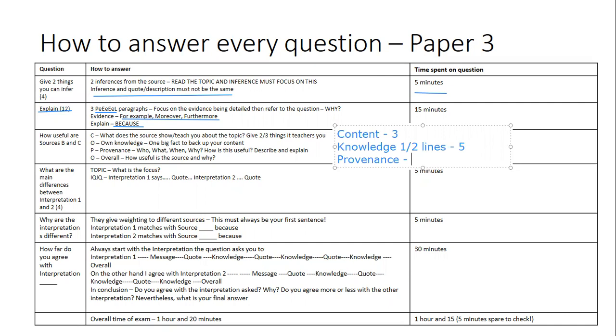Source B has been produced in 1933. Why is it useful? What was going on at the time? Use knowledge in the provenance to develop your response. If you do provenance well, that's where you can get the 8 out of 8.